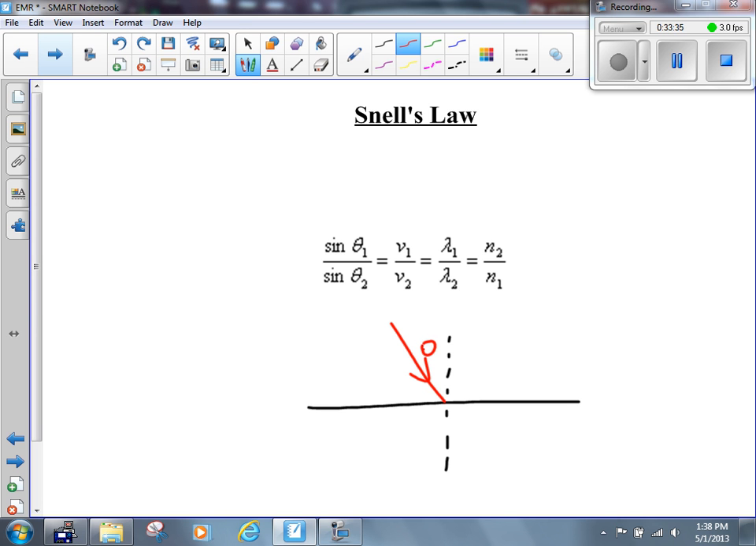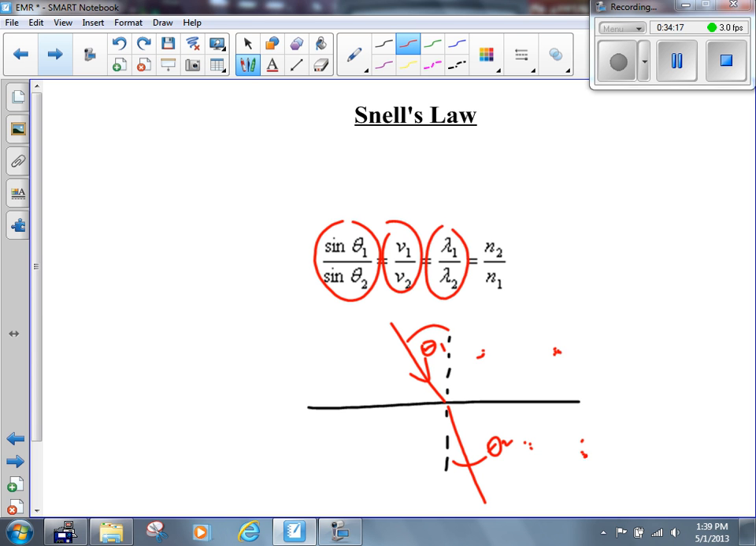This angle right here, we're going to call theta 1, is the angle of incidence. The angle that it's going into the new medium at, relative to the normal line. This angle right here we'll call theta 2. It's the angle of refraction. The ratio of the sines of the angles, sine theta 1 over sine theta 2, is equal to the ratio of the speed in medium 1 compared to medium 2. It's also equal to the ratio of the wavelength in medium 1 to medium 2.